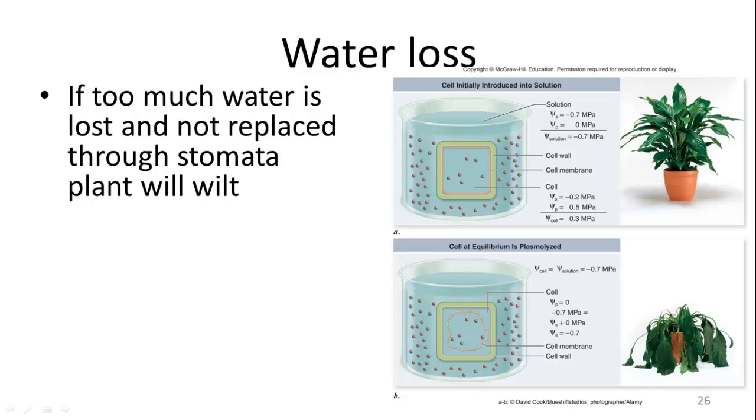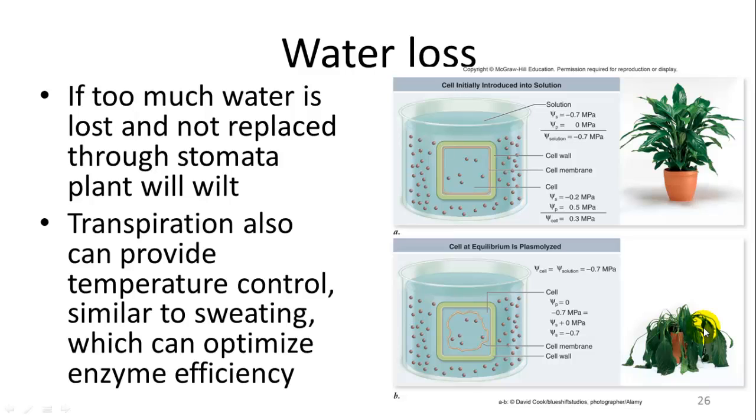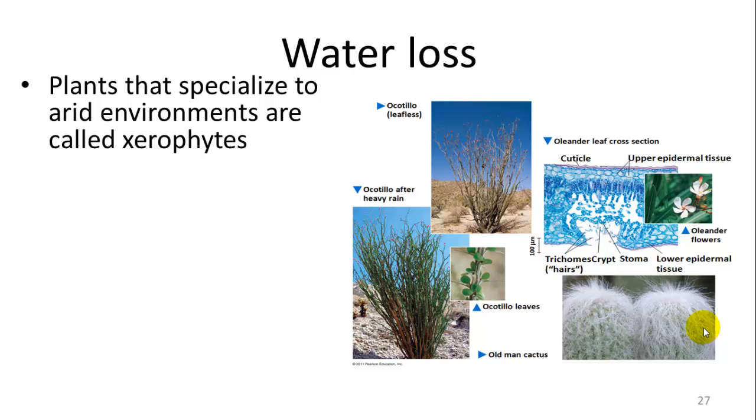If too much water is lost and not replaced through the stomata, the plant will wilt because the cells are flaccid and eventually will plasmolyze. Transpiration can also provide temperature control. It will take heat with it as that water is evaporated, so it can cool down the plant, similar to sweating.